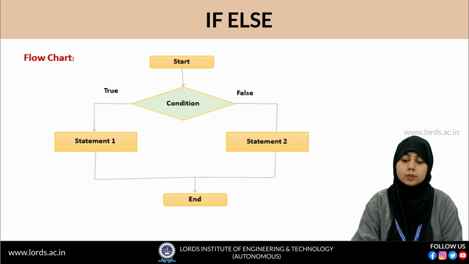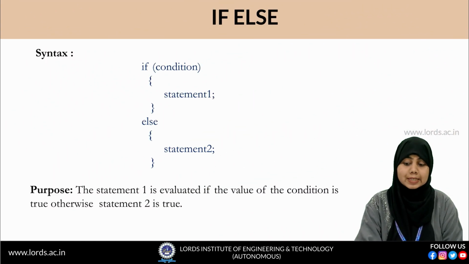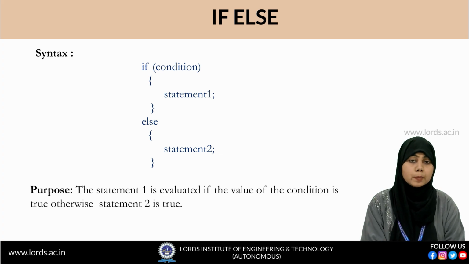Now you can see the syntax over here. If condition, where the condition is nothing but our boolean expression. If that boolean expression is true, then statement 1 is going to be executed. But what if it is false? Then the else part. In the else part we are not writing any condition, we are just writing the block of code. That means if the first condition is wrong, then execute the else part. The else part contains the statement.